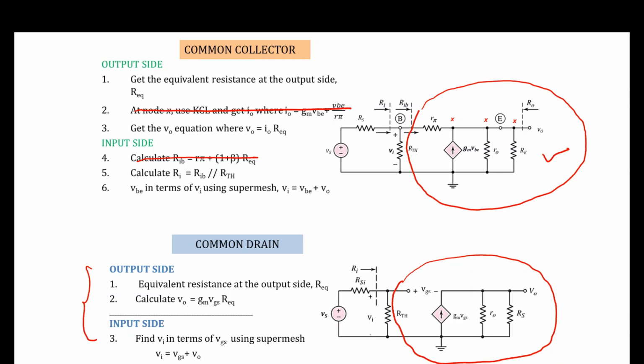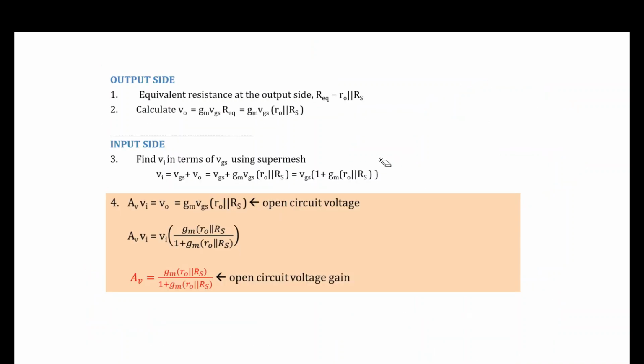And that's it. You are left with only the 3 steps. In this case, the RI is your RTH. For common drain, RI is the resistor that is connected between gate and ground. So that's your RI, right? As I have explained in the previous slide, there are only 3 steps for your common drain, and then of course you have to find the AVOC.